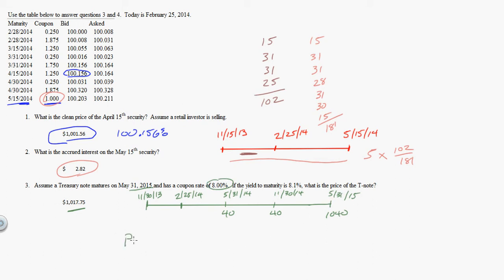So I know the price is going to be equal to 40 divided by 1.0405 to some power, because it's an 8.1% yield to maturity, semi-annual pay, so I divide that by 2. Let's leave the power alone for now. I might have this 40 divided by 1.0405, that raised to some power, and 1,040 divided by 1.0405, that raised to some power.